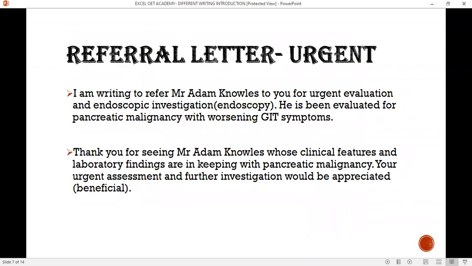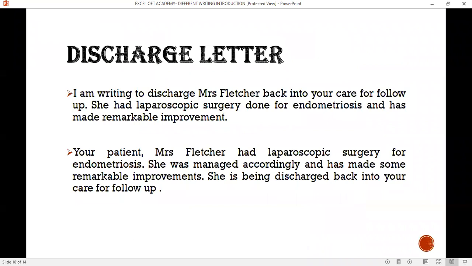All right, so you can see this. I am writing to discharge Mrs. Fletcher back into your care for follow-up. She had laparoscopic surgery done for endometriosis and has made remarkable improvement. That's fine. Now look at the second one. You can start with this second one.